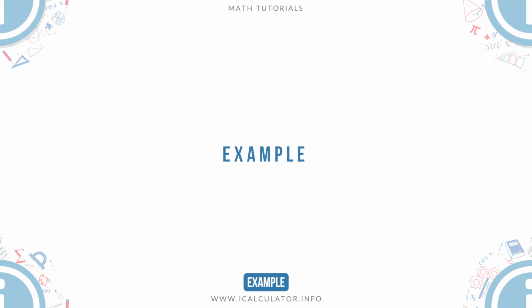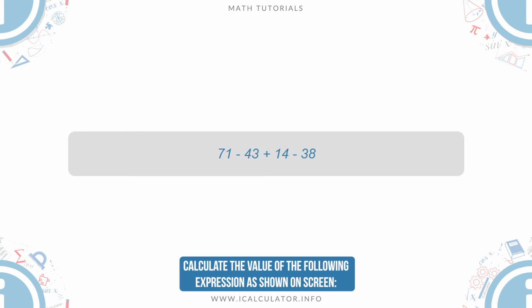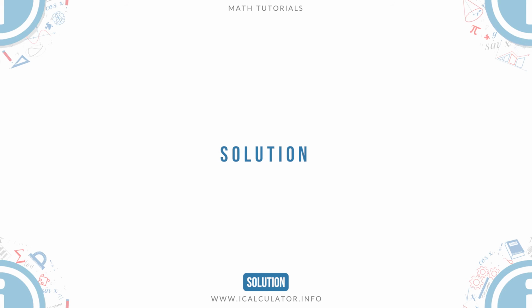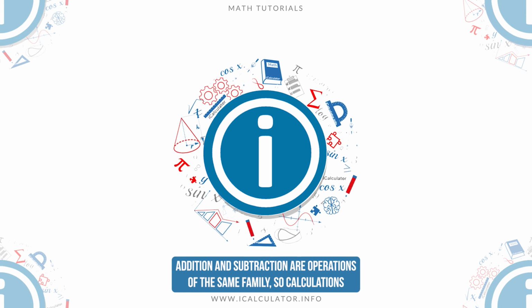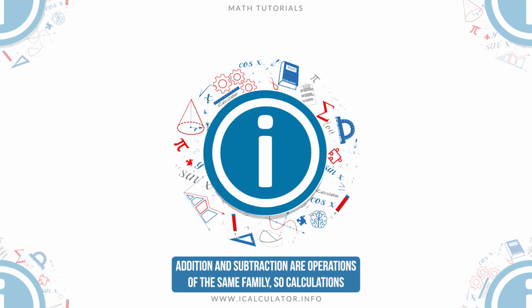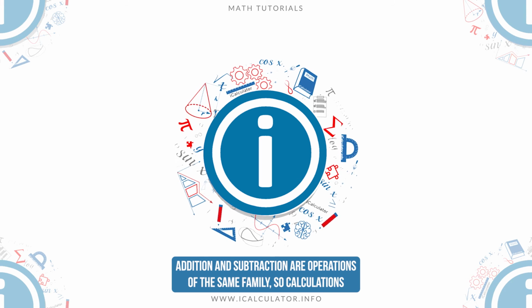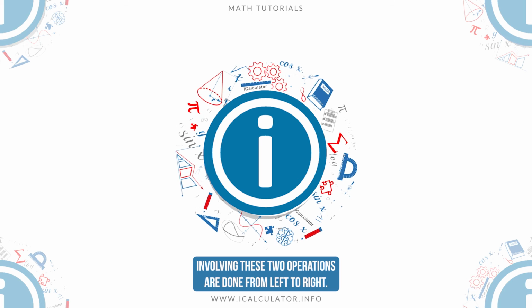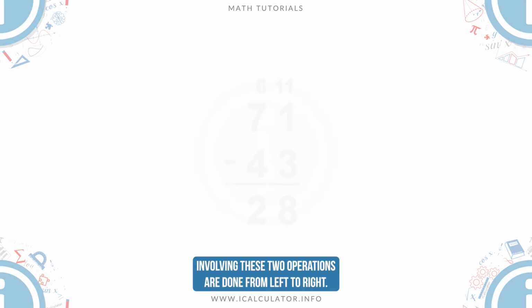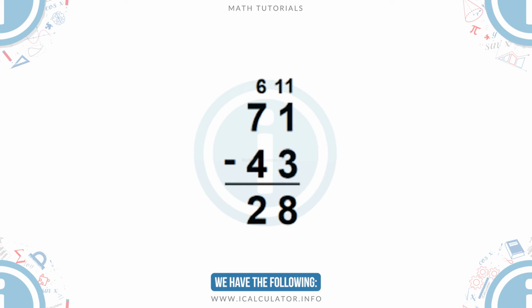Example. Calculate the value of the following expression shown on screen. Solution. Addition and subtraction are operations of the same family, so calculations involving these two operations are done from left to right. We have the following.